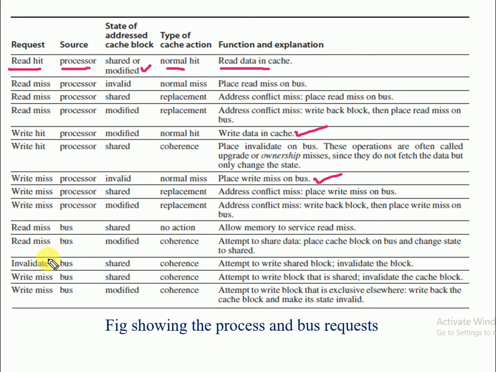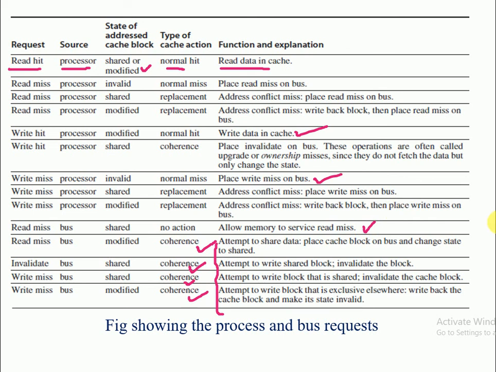Now in the case of the source being the bus, when a read miss occurs in the shared mode, it will allow memory to service the read miss. Directly it will go to the memory. And read miss in modified mode, the action is an application of the coherence protocol. Invalidate, there is an attempt at coherence. Similarly, it is doing all these operations related to the cache coherence protocol.